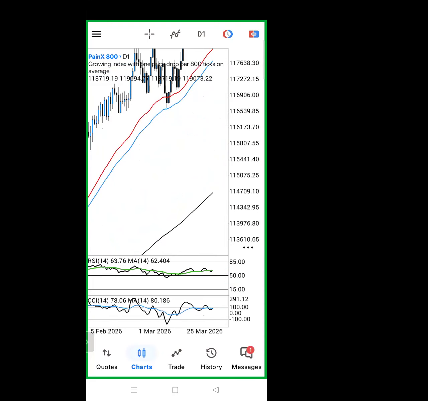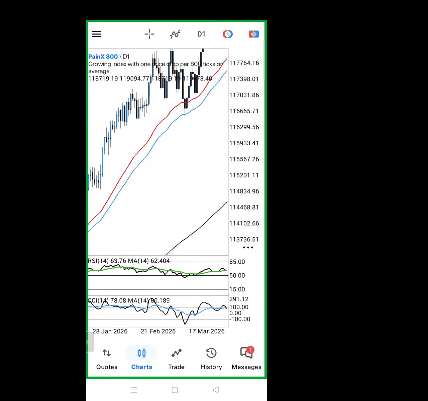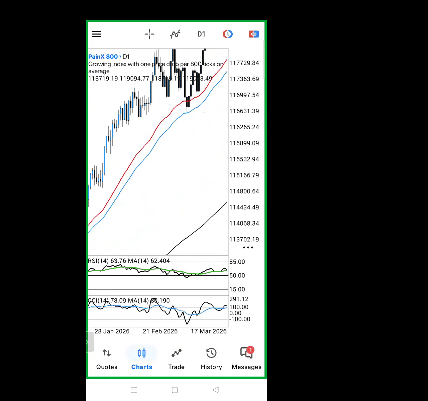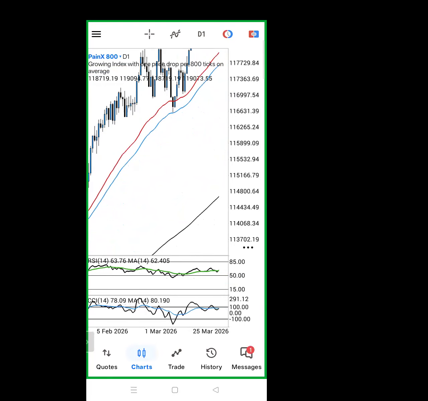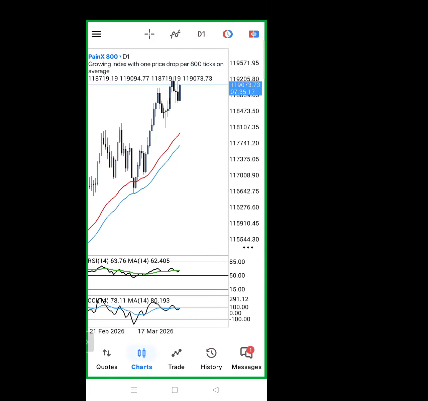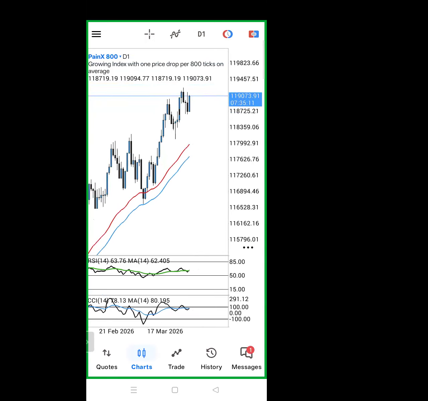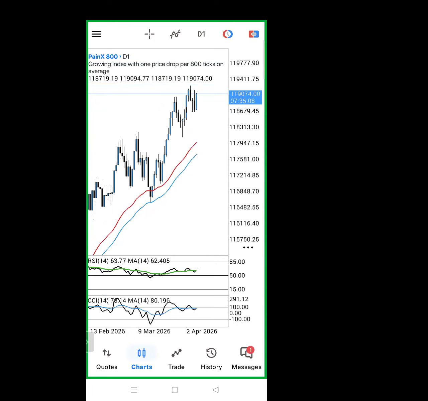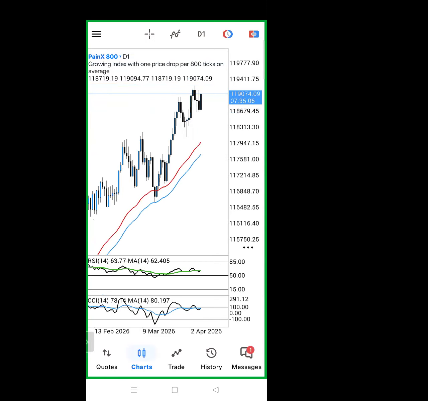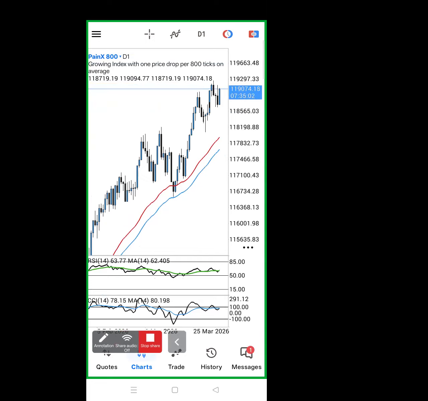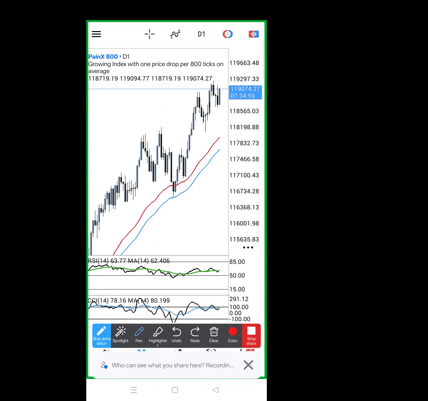On the indicator window, I have the RSI with a moving average, and I also have the CCI with a moving average. So we'll be doing the setup first before we go to look for a trade idea. If you have not navigated this mobile platform before, how do you do that? You go to indicators by clicking on this Naira sign. That's where your indicators are.